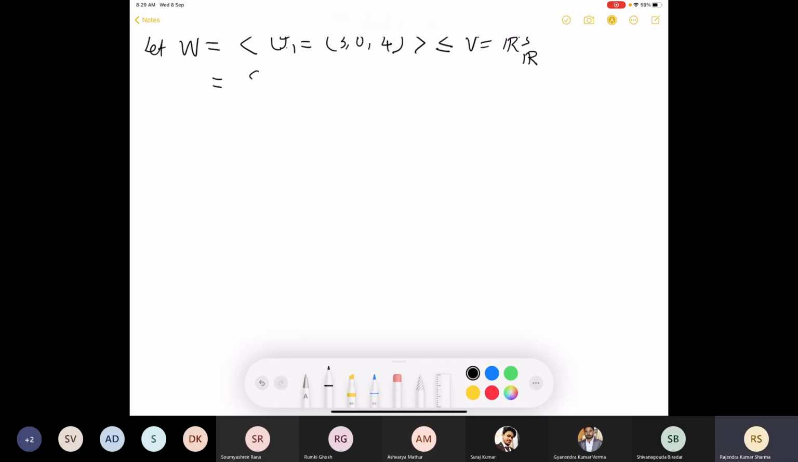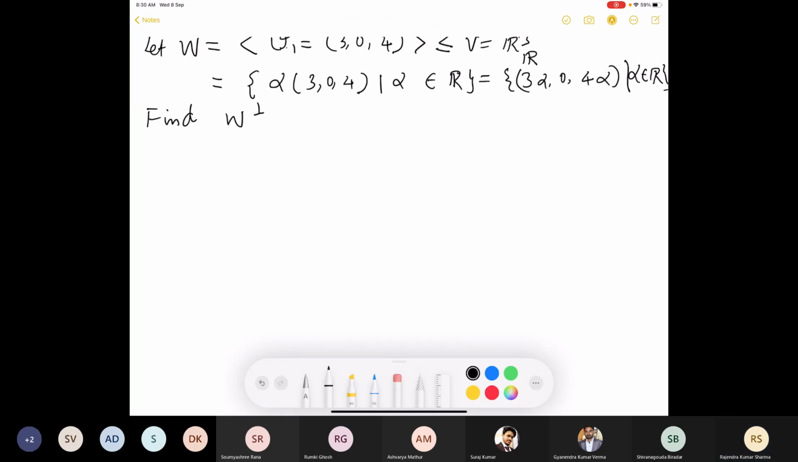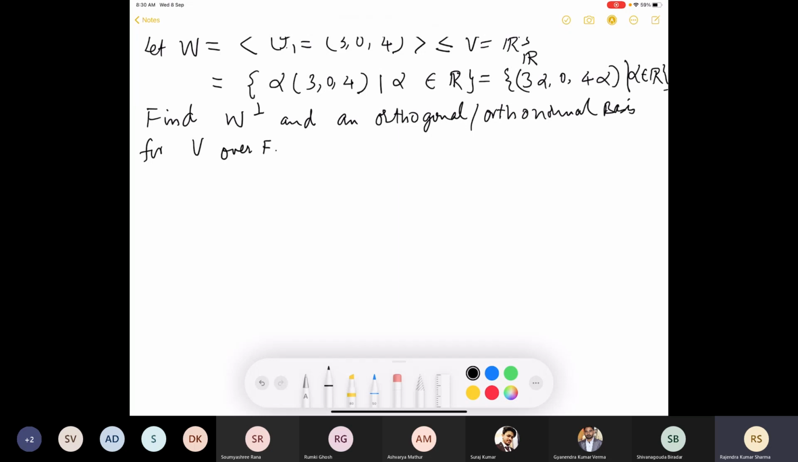So what does it mean? The elements are alpha times (3, 0, 4) for every alpha in R, which is the same as (3 alpha, 0, 4 alpha), alpha in R. So find out now W orthogonal, and also an orthonormal basis for V over F. F is R and V is R³.